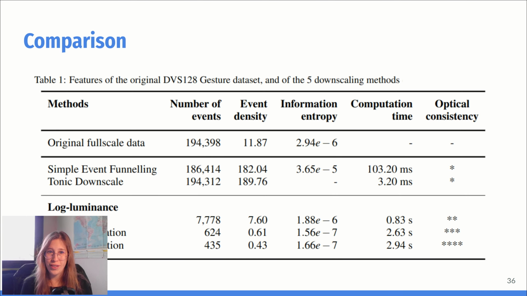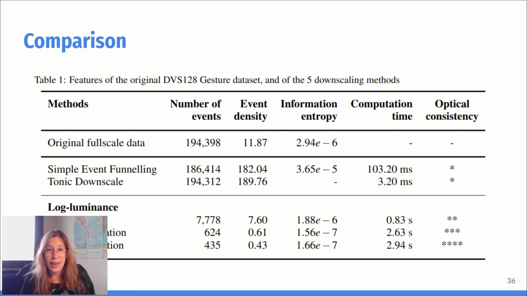First of all, we took a look at the number of events that we get. Each sample of the original full-scale DVS 128 gesture dataset is around 6 seconds long and contains an average of 194,000 events per sample. For the different methods that we implemented in this paper, when we divide the original dataset by 4, we get the following number of events. The event funneling, whether with our method or Tonic's downscale method, keeps the same number of events. Not a lot of events are dropped, which is a huge downfall of this method.